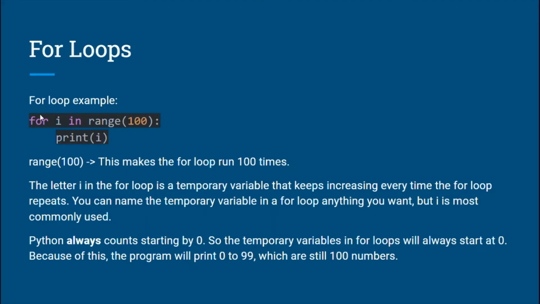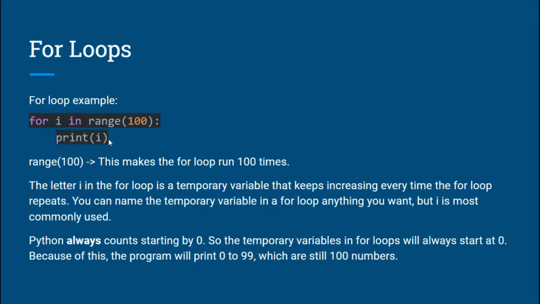So for is just for loops and in is just used in every single for loop. Here I said range 100. So what this does is it makes the for loop run 100 times. So if you did range 5, then the for loop will run 5 times. Here's another important fact. Python always counts starting by 0. So the temporary variables in for loops, in this case I, will always start at 0.